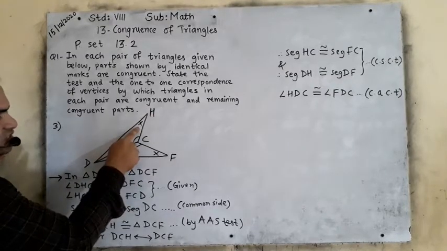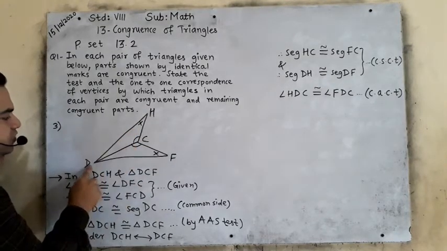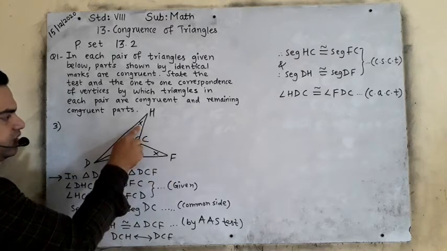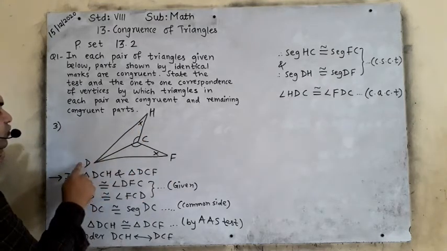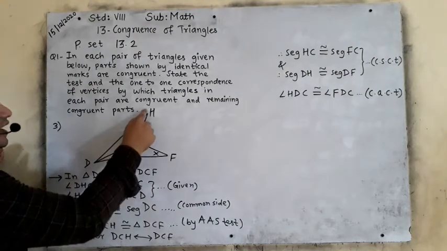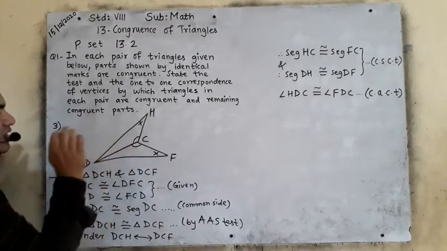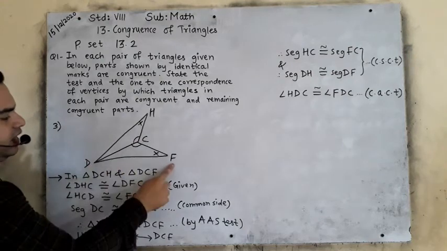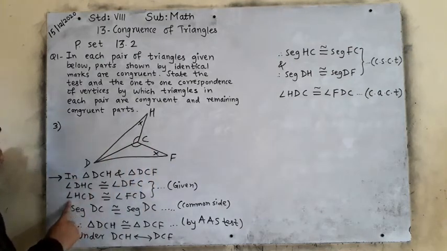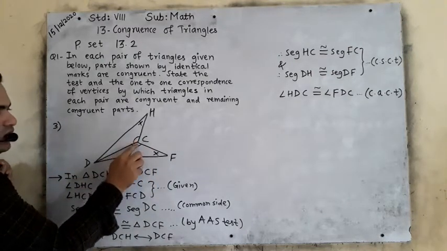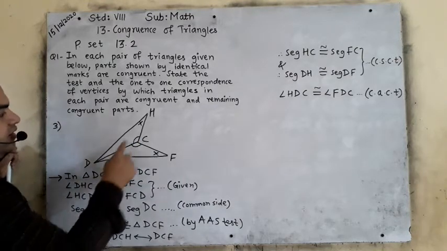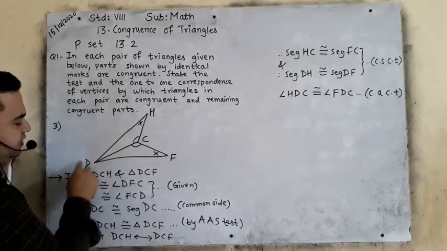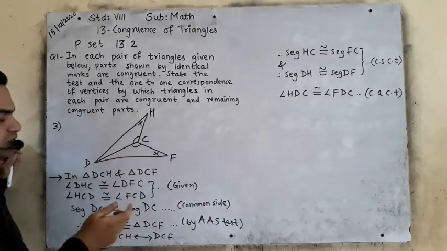See, angle DHC, H comes in between, is congruent to angle DFC. This mark was on H and this mark is on F also. So you will say angle DHC is congruent to angle DFC. Okay, and also we will see that this symbol and this symbol are also congruent. So we will write angle HCD or DCH, whichever way you like.